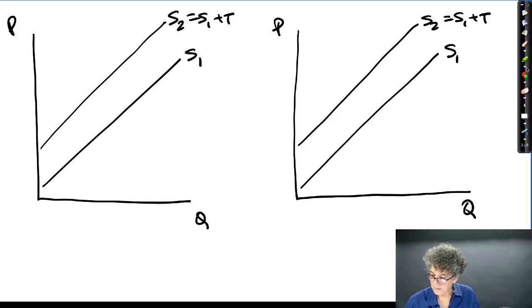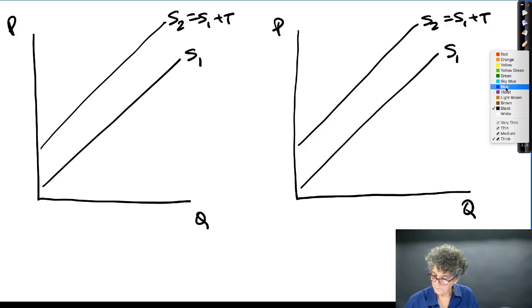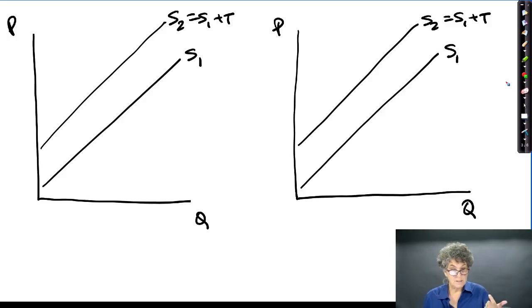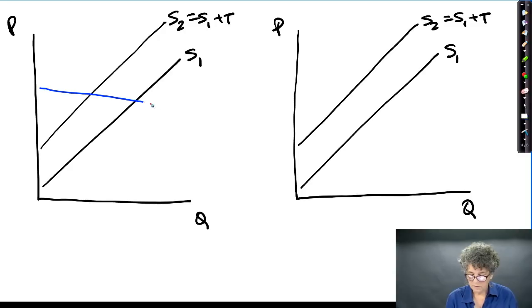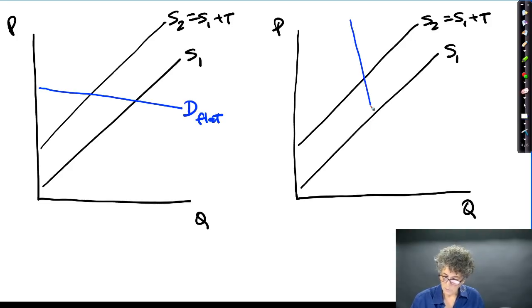Now what I want to do is add my demand curve. On the left-hand graph, I'm going to draw a relatively flat demand curve. So I'm going to call that demand flat. And on the right-hand one, I'm going to draw a relatively steep demand curve. I'm going to call that demand steep.